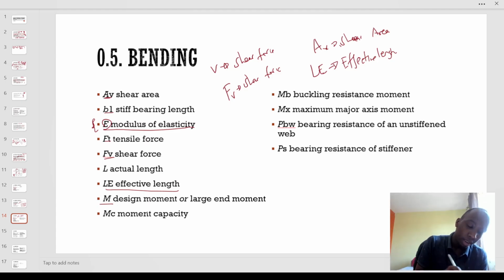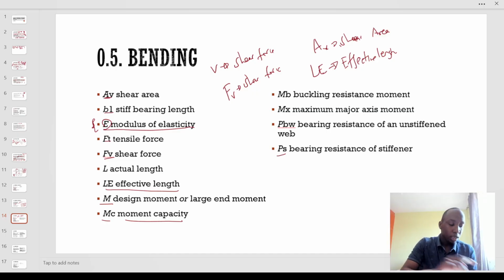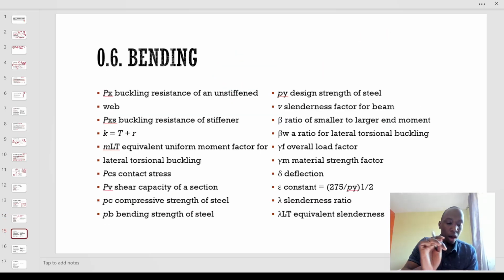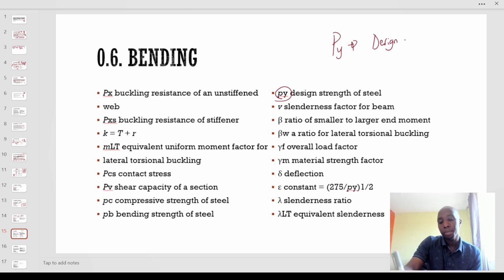M being one of them, design moment. MC, moment capacity. So there's some point where we'll say that we want to check which one is greater than which one, to confirm which section we are going to take. Okay. All right, and many more. There are many others, but just to mention something that is important, here we have PY. We'll use it so much. It is the design strength of steel.